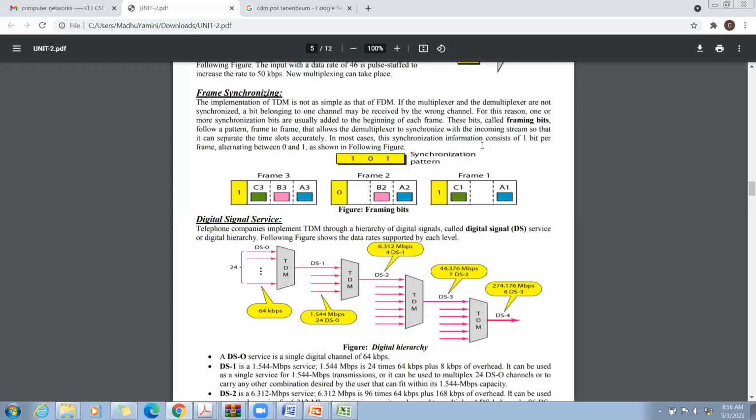So here we are discussing frame synchronizing. See, this is frame 1, frame 2, and frame 3. In frame 1, our synchronization bit pattern is 101. Here you can see A1, B1, C1, A2, B2, C2. What does the first 1 mean here? Look from the right side.